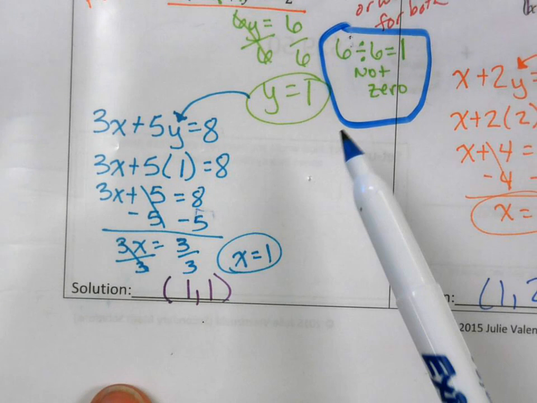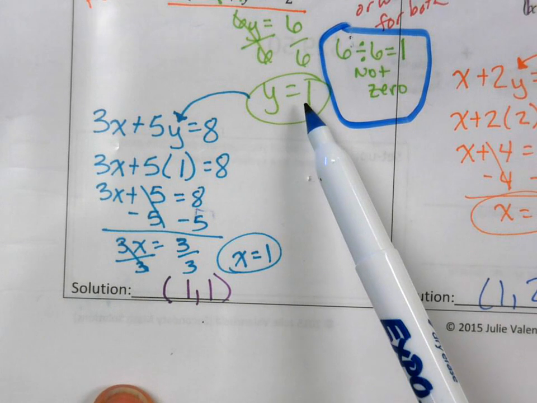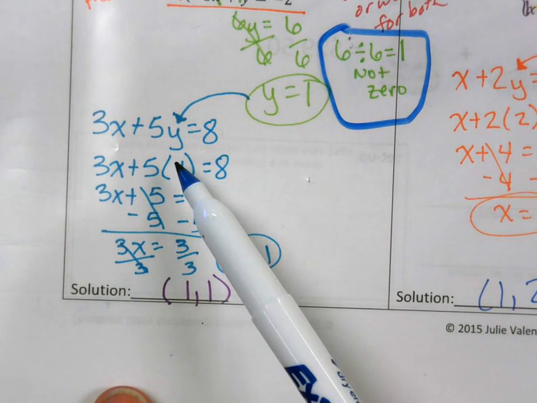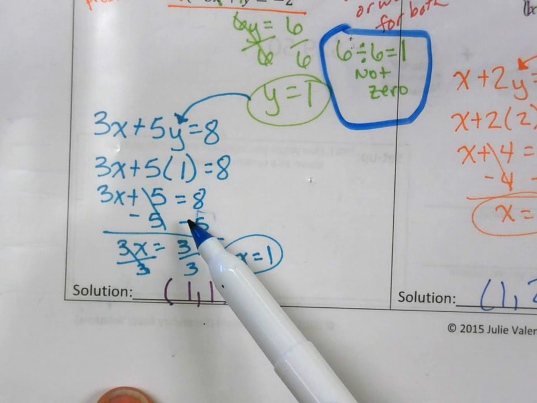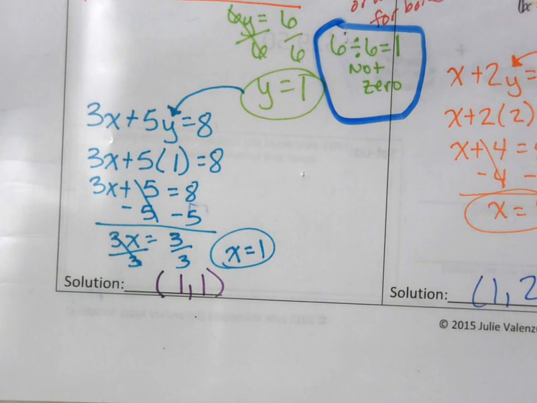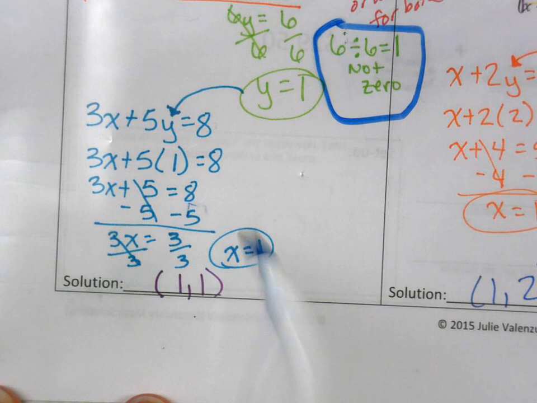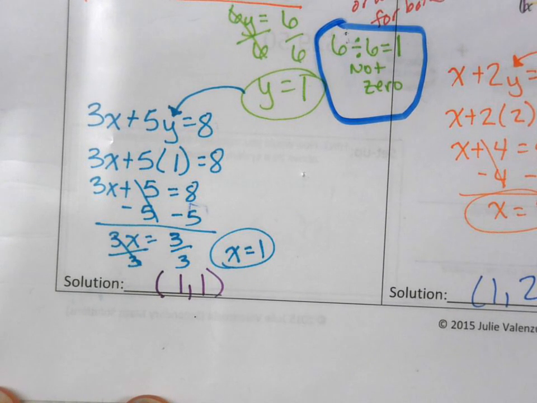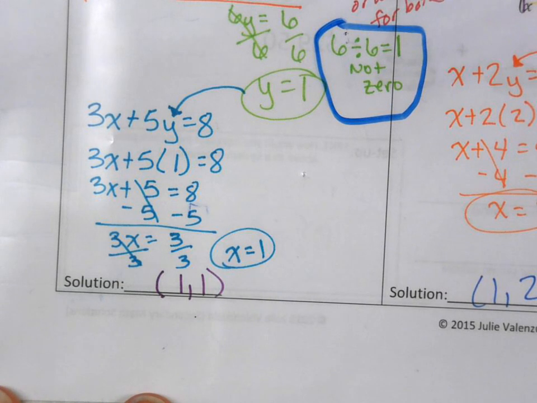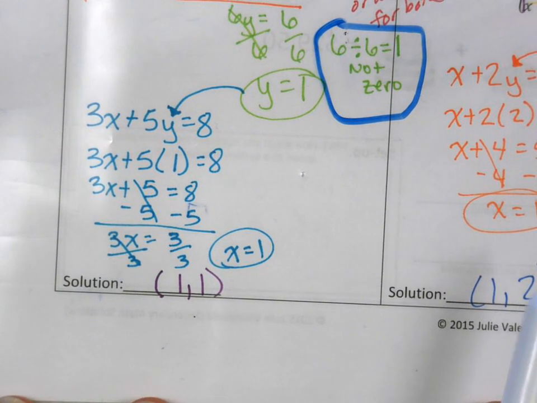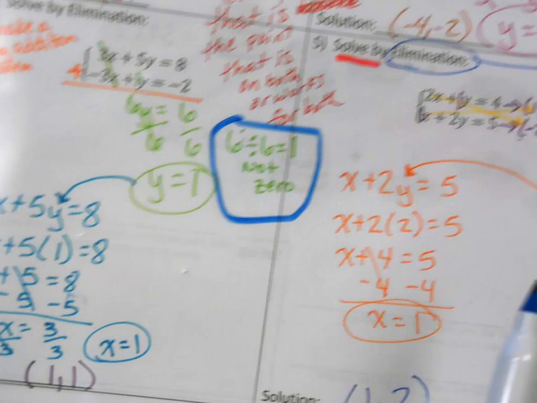So then once we know that y equals 1, we're going to substitute that into one of our equations. It doesn't matter which one. On some of y'all's papers, I used the first one. On some of y'all's papers, I used the second one to solve. It doesn't matter. You should have still got 1 for your x. Again, 3 divided by 3 is 1, not 0. So 1 was your solution there.